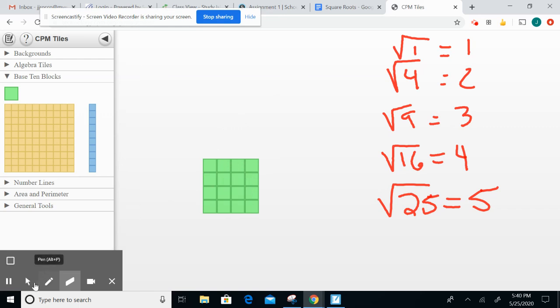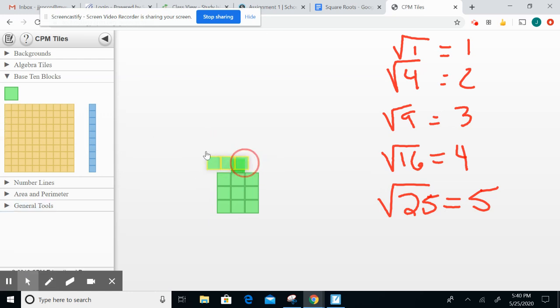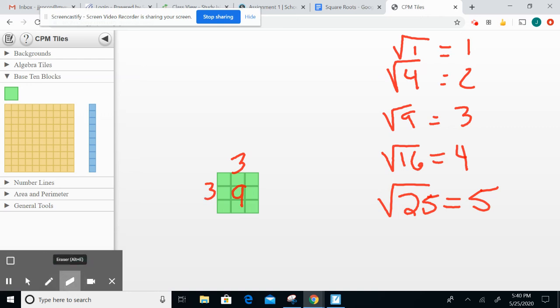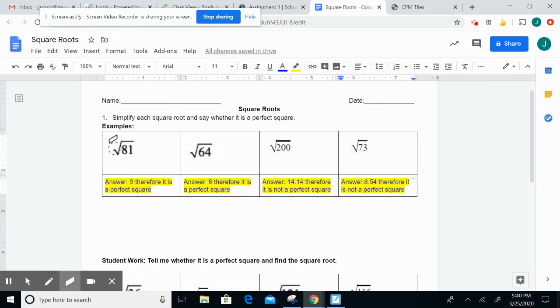If I take away a bunch of them, 9 by 9, the square root of 9 is 3. The area is 9, and the length and the width is 3. So when you're looking at this, 81, the length and the width is 9. It's a 9 by 9 square. It's an 8 by 8 square.